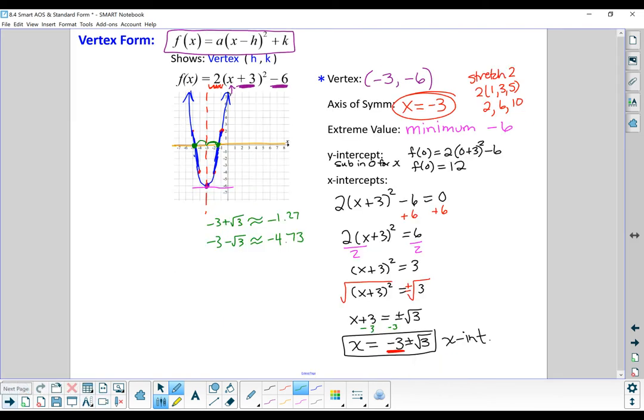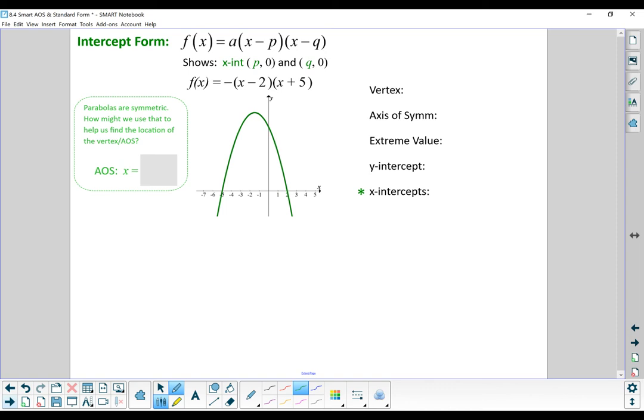So vertex form is when our function is making the vertex very visible to us. Intercept form is where the function is in a factored form, which shows us where the x-intercepts are. So if you have a factor of x minus p, that's going to put the intercept at positive p. So you always have this sign change happening because you're thinking about what x value makes that 0, and the x value that makes x minus p equal to 0 is p.